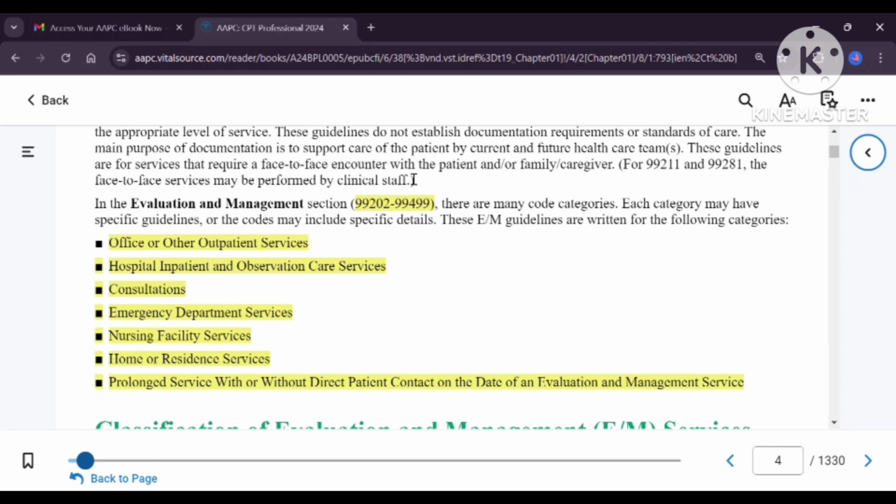All the other 9 series codes belong to which chapter? Most of us will know 9 series codes belong to two topics in the CPT book. One is ENM, and what is the other topic? If you know the answer, you can comment it.